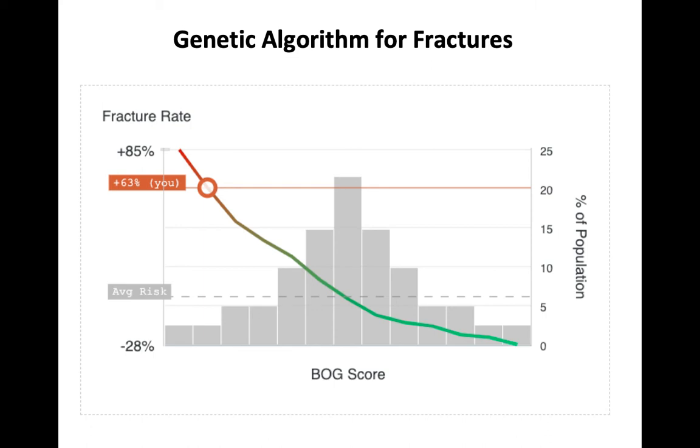And here's one example. You'll see this now as a graph because your score is continuous. For bone mineral density and fracture, we call it BOG, for bone mineral density, osteoporosis, genetic algorithm. It's a continuous score. And if you're over here at the low end, you have risk. And you can see that here, with this type of genetic score, you would be at a 63% increased risk of fractures. And if you're over here, you would be at decreased risk of fracture compared to the median.